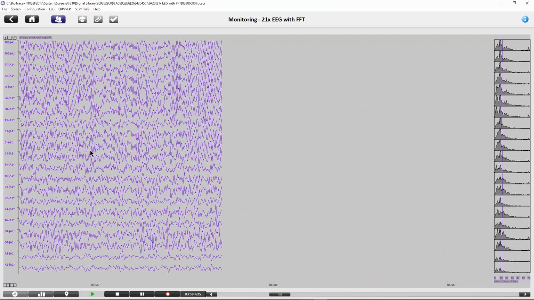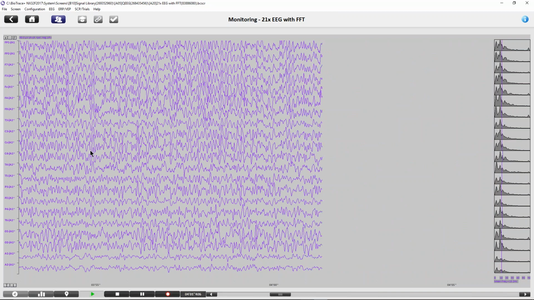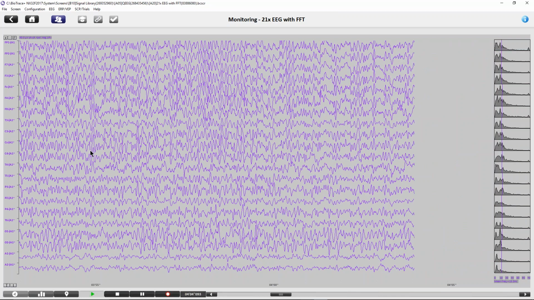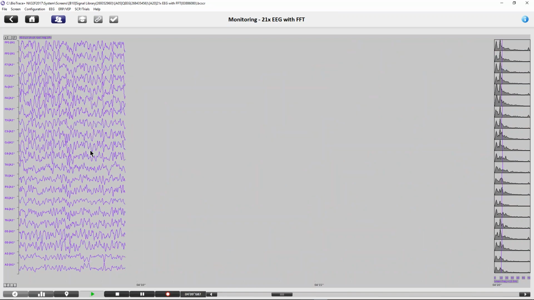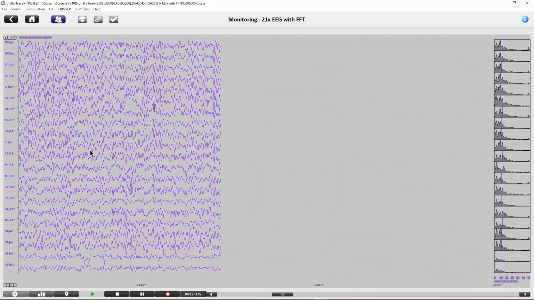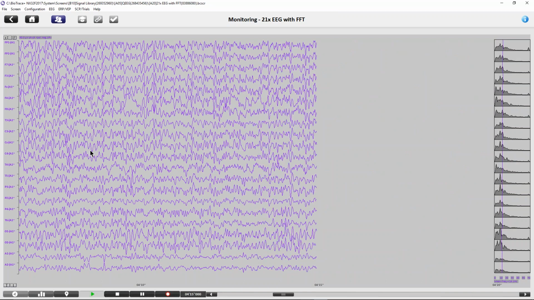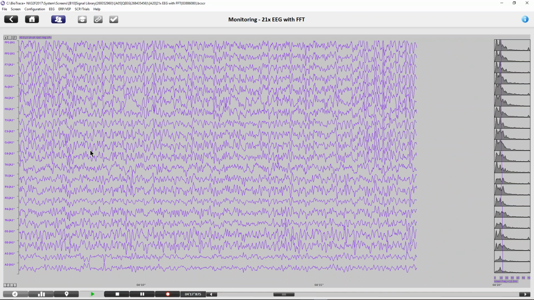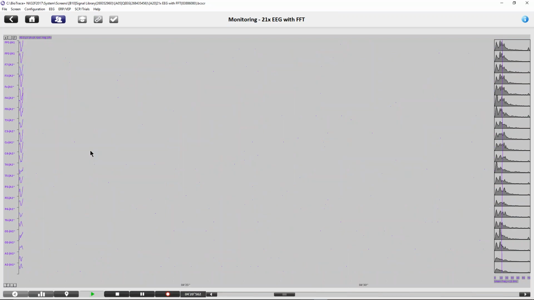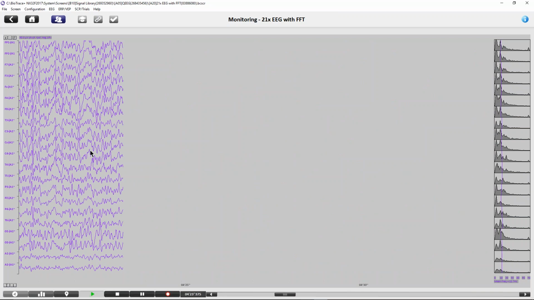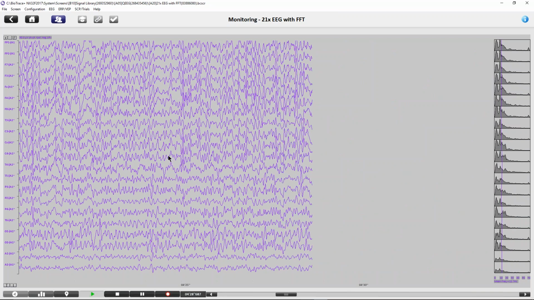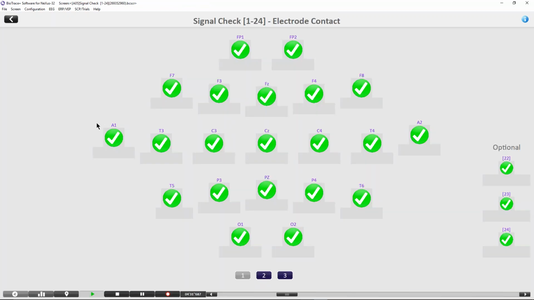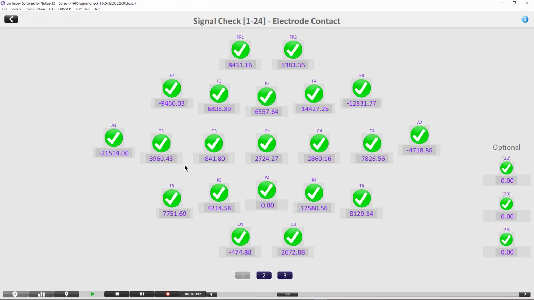So what I've done is I placed the cap on the client's head. I've plugged the cap into the adapter onto the amplifier, and with a syringe with a blunt needle, I've injected electrogel into each of the sensors through the small hole at the top of the sensor. I've also injected the same gel into the ground sensor, and I've attached either ear clips or I've used the mastoid sensor for the cap. And I've injected enough gel so that I get contact, but not so much gel that it squirts out to the sides. I go to the signal check electrode contact screen to see if I've got a good connection.